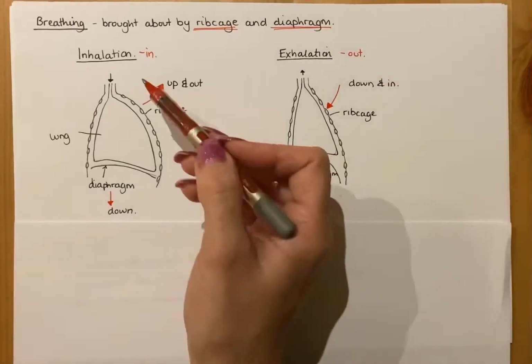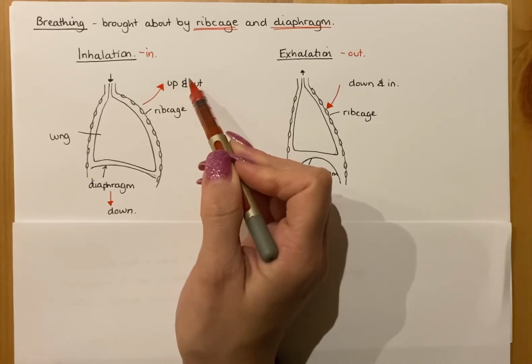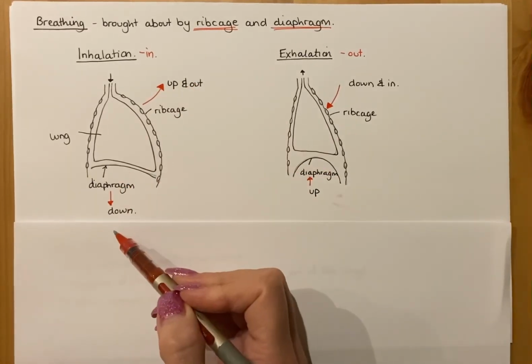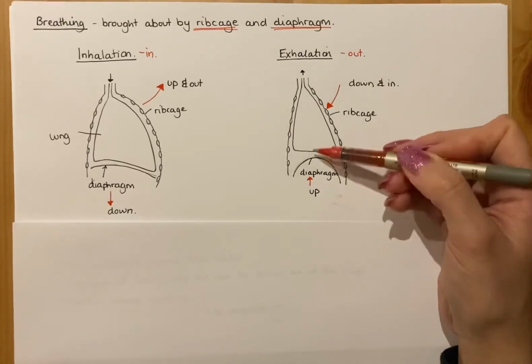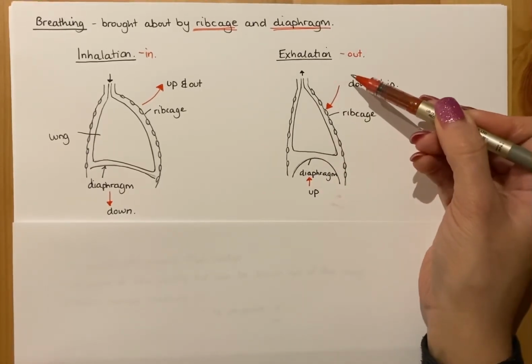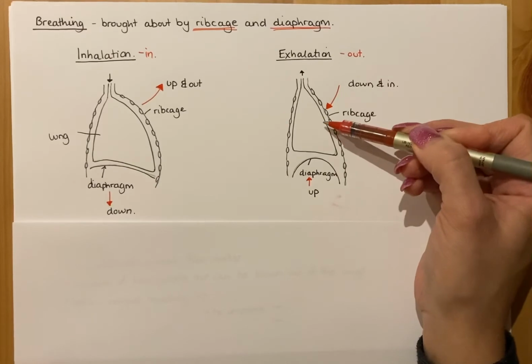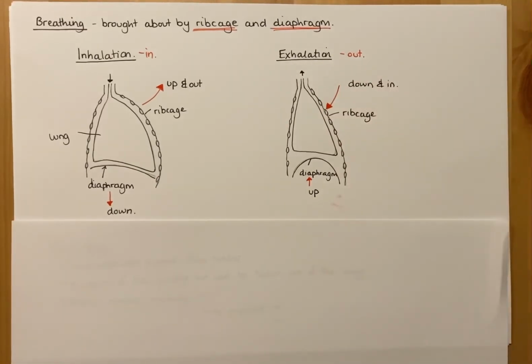So when you inhale, your rib cage goes up and out and your diaphragm goes down. And when you exhale, when you breathe out, your diaphragm pushes up to get the air out and your rib cage pushes down and in to get that air out again. Okay, so that's what we call the mechanism of breathing, which basically just means how you breathe.